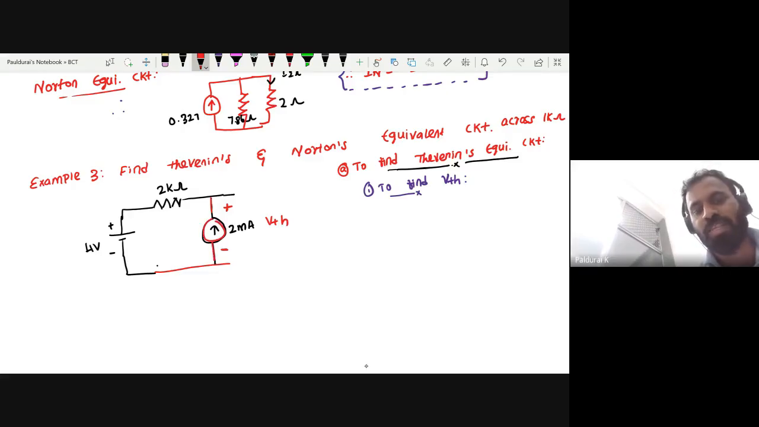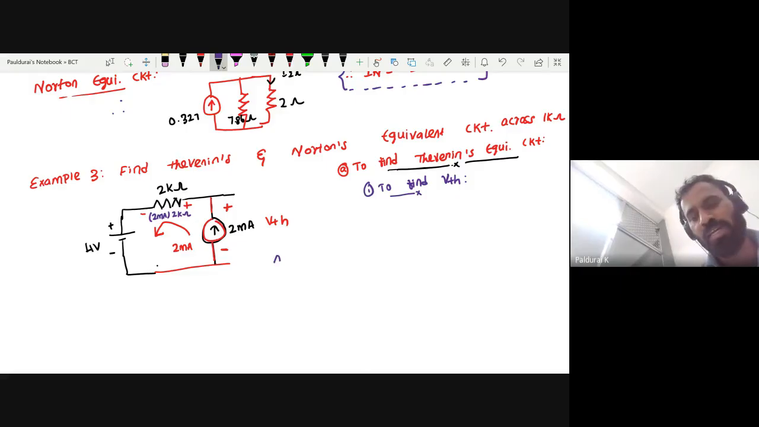The 2 milliamps is in the direction of flow, this time anti-clockwise. 2 milliamps is flowing, no problem. Always current entering is positive, leaving is negative. What is the voltage across this 2 kilo ohm? V equals I times R, where I equals 2 milliamps and R equals 2 kilo ohm. Yeah, that is the voltage.